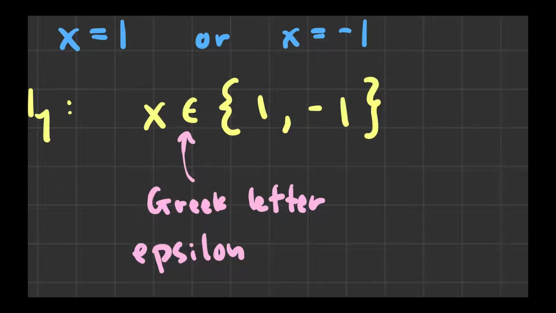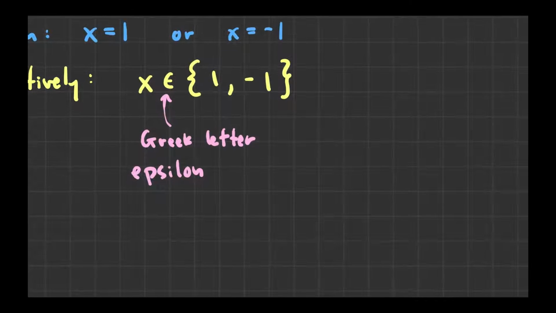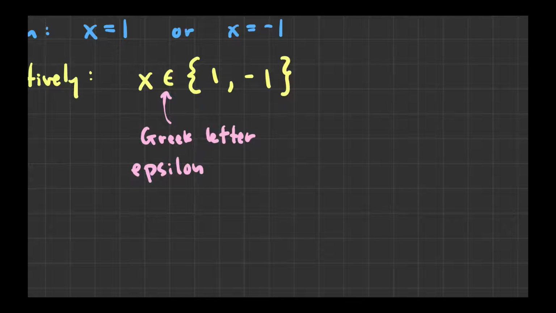Some people call it epsilon. I call it epsilon. Most people call it epsilon. If I draw it really big, it kind of looks like a euro, except with one little line in the middle of it. So that's the Greek letter epsilon. It's the Greek letter E, and it stands for element.